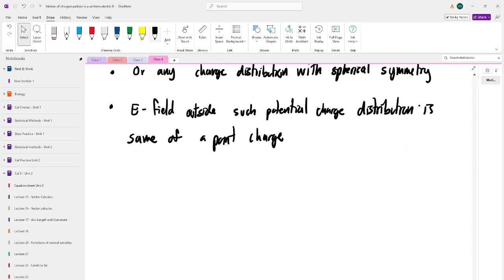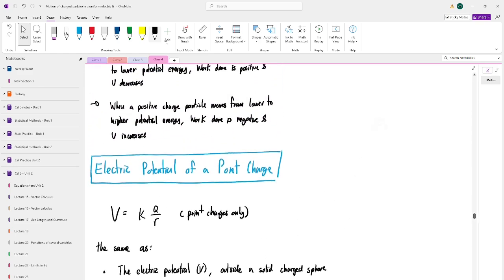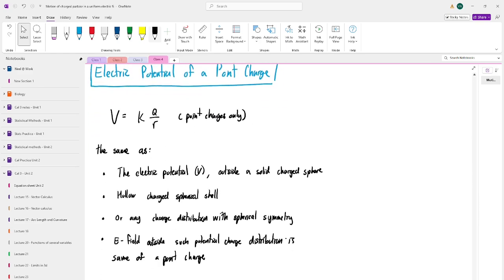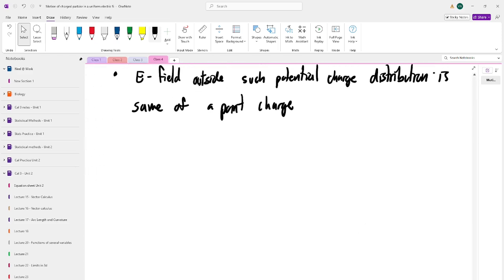Okay, so now let's consider how the electric potential behaves in the same scenario that we were talking about before. For a few lectures, we've been talking about two charged plates with a uniform electric field between them. So how does the E field, or how does the electric potential behave in that scenario?